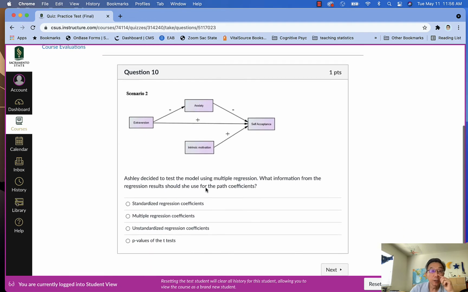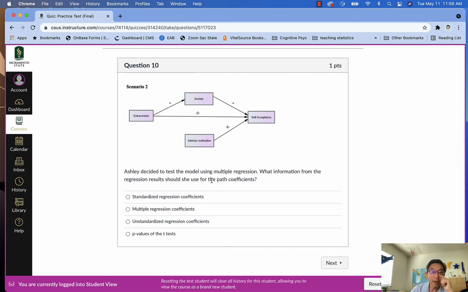Next question is about Ashley, who decides to test the model using multiple regression. What information from the regression results should she use for the path coefficients? Now we know that's an easy question. Standardized regression coefficients. In this context, we call them path coefficients.